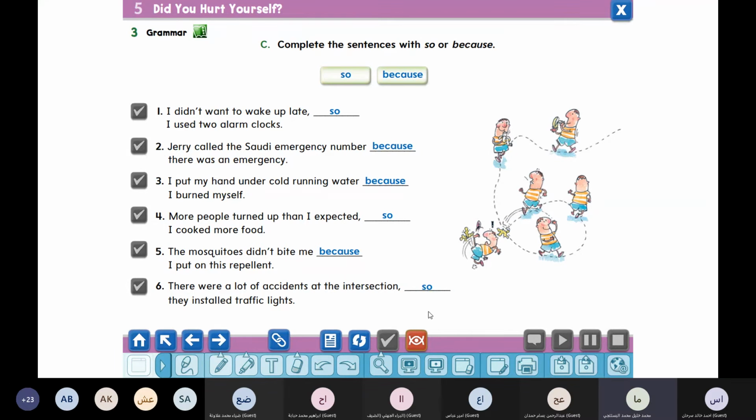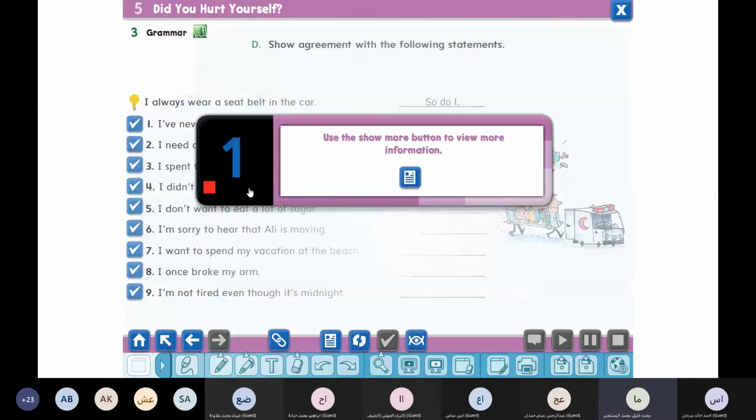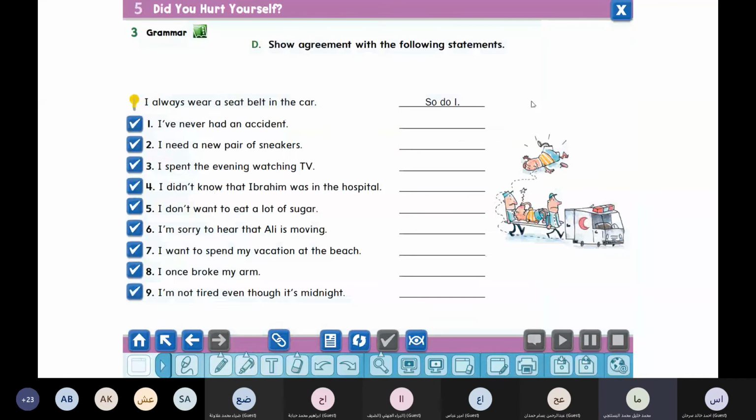You did it? Now move to the last exercise, D. We want to use the agreement. Show agreement with the following statements. Look at the example. I always wear a seatbelt in the car. So do I. You realize here we have simple present, so we have to use do.